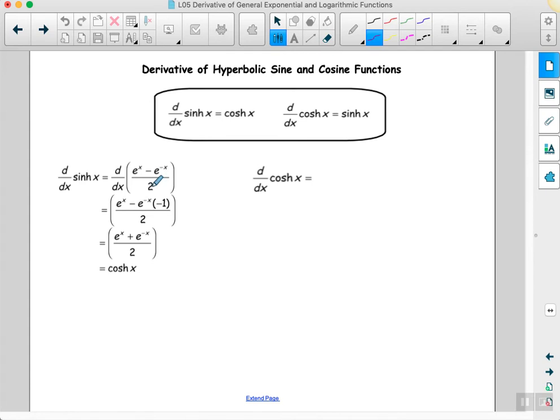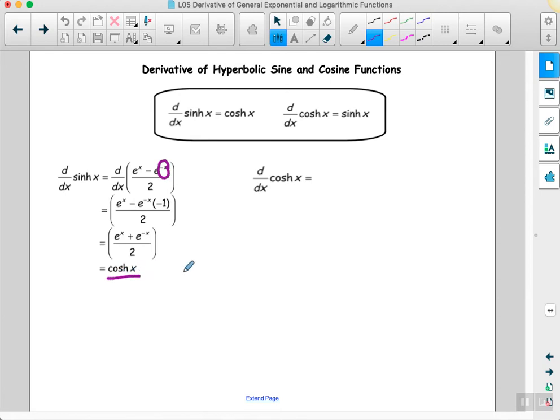And if we're going to take the derivative of this, take the derivative of the numerator, the derivative of e to the x is e to the x minus the derivative of e to the negative x is itself, but now because I'm applying the chain rule, I'll have to multiply by the derivative of that exponent. And the derivative of that exponent is negative 1. And I now have e to the x, negative 1 times negative 1 is positive 1. So I have e to the x plus e to the negative x all divided by 2. And that is hyperbolic cosine.